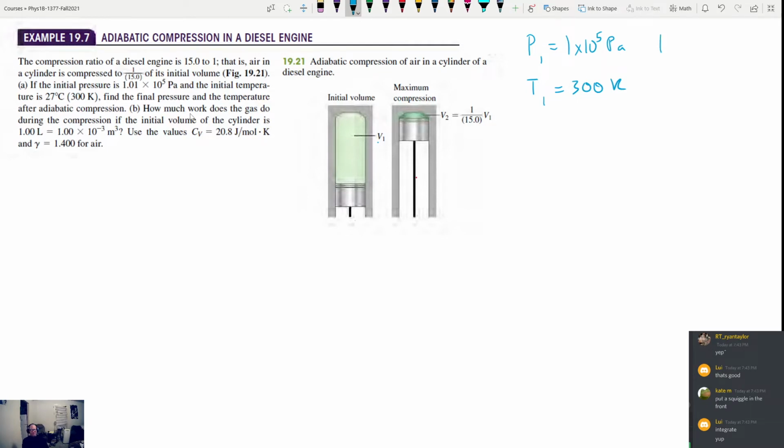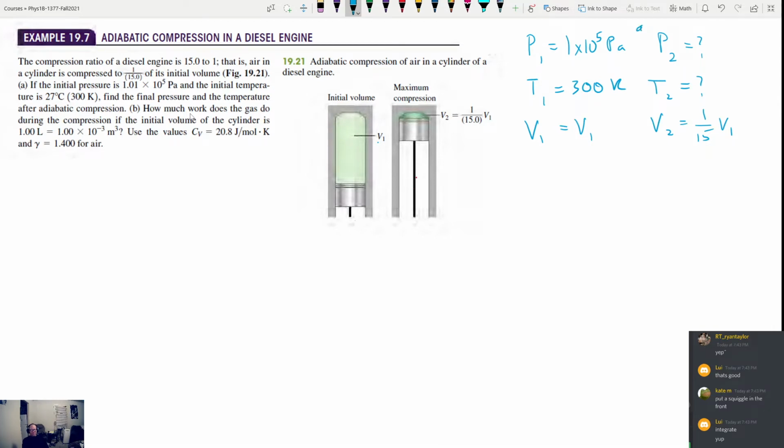Okay, so we need to find what is the final pressure. We'll call that one P2. We'll find what is the final temperature. We'll call that one T2. And we know that V1 is just equal to V1, and V2 is 1/15 of whatever that is. Right? So part A, find these two.